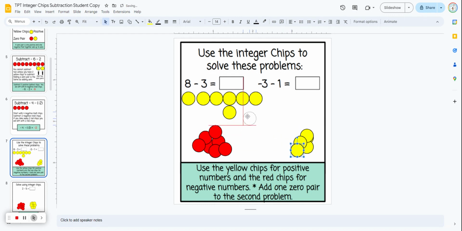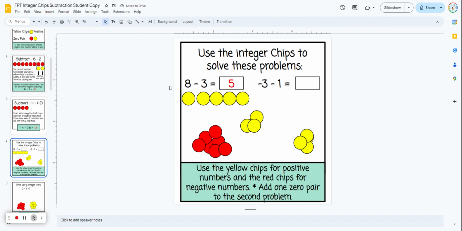And I'm just going to put some on a second row here, so we get 6, 7, 8. So there's our 8. And all we need to do is to subtract 3. So let's just take out 3. And we get our answer of 5. You may want to do some of these with the students, and then when they start to get the hang of it, they can do some on their own.